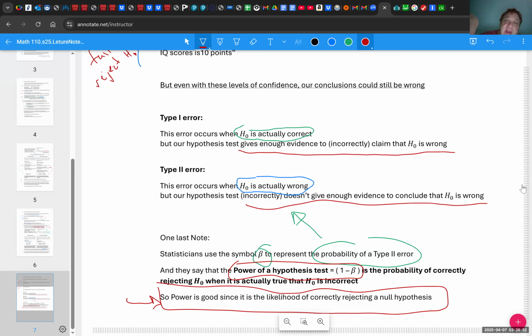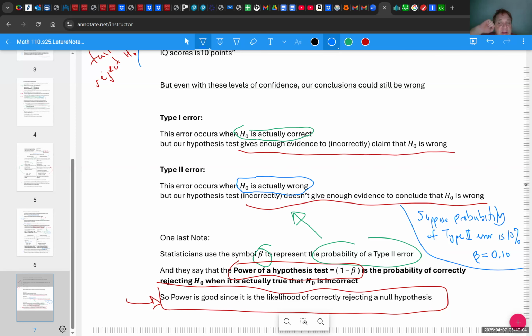I'll put some numbers in here just to give it some more concrete stuff. Suppose the probability of a type 2 error is 10%. I'm not going to talk about how I got that number. I'll just do an example so you have numbers here. In other words, we're saying that beta is equal to 10%, right? So suppose the probability of a type 2 error is 10%.